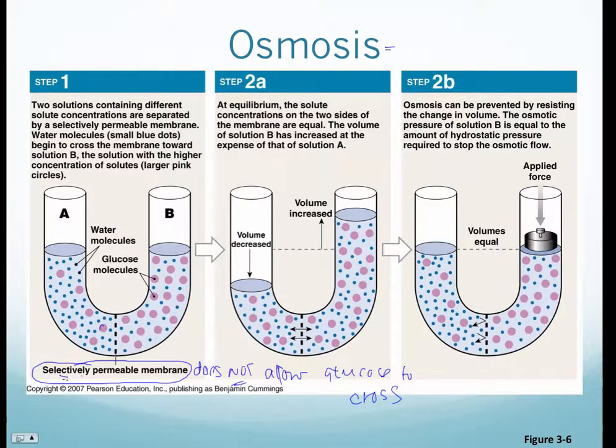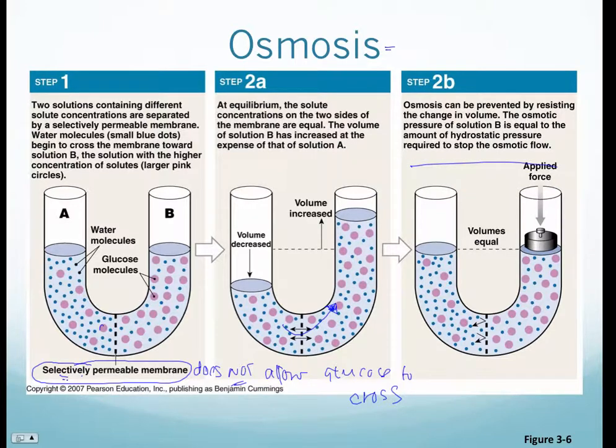That's why it's selectively permeable to glucose. And the only thing small enough to cross through this membrane are these water molecules that you see in blue. So over time, what do you see? Well, water is going to start going towards the area where there's more glucose concentration. So at the end, we're going to have an equal ratio of water and glucose on side A and side B.